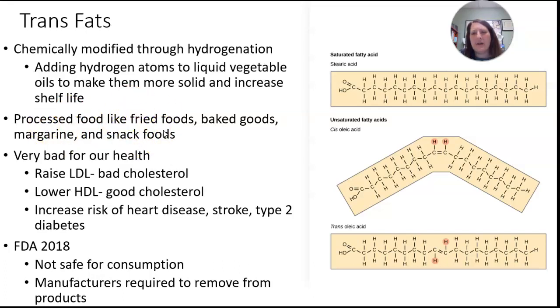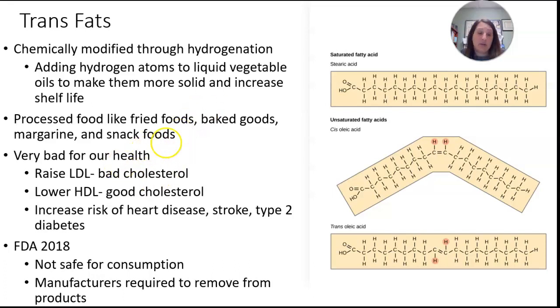Trans fats are very, very low in natural sources. So I don't want to say they're not ever found in natural food sources, because they are, but in very limited amounts. So usually we actually force trans fats. We chemically modify healthier fats through a process called hydrogenation. And what that is, we add hydrogen atoms to liquid vegetable oils, changing them and making them more solid at room temperature. And we do that to increase the shelf life. But that's not healthy. They're very bad.